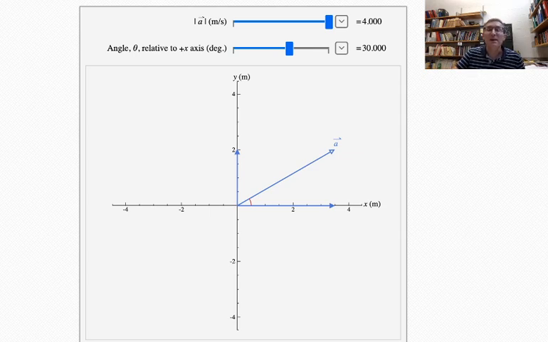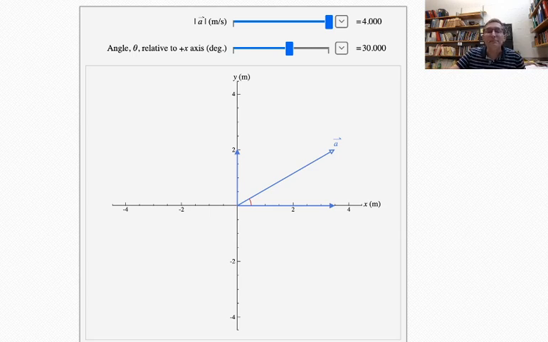So this vector has a magnitude of 4 meters. And its direction is denoted by the angle theta. See the red arc down here, measured from plus x? And right now that's set at 30 degrees. Okay. I want us to go through calculating the scalar components of that vector, given the information magnitude and direction.